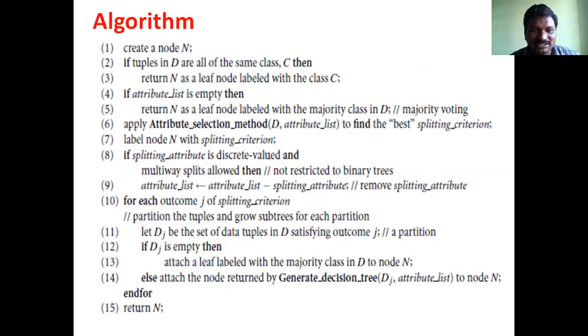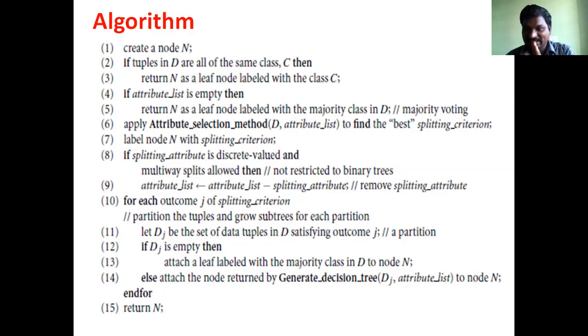If the attribute list is empty, then return N as a leaf node. Here two cases are there. The first case: if all tuples belong to the same class, then return N as a leaf node. The second case: the attribute list is empty, nothing is left in the attribute list, then return N as a leaf node. Otherwise, apply the attribute selection measure. What is the necessity of applying the attribute selection measure?